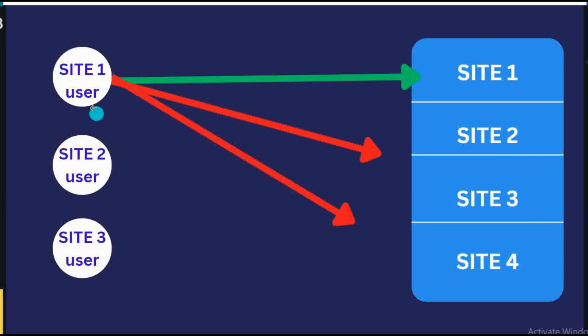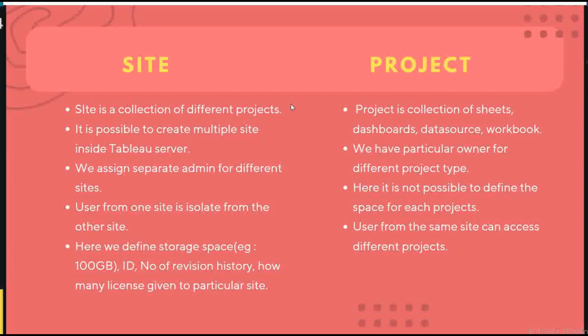Users from site 1 are able to access data related only to their particular site. A site 1 user can access site 1 related things, but can't access any data from site 2, site 3, or site 4. Likewise, the same holds for site 2 as well as site 3 users. By this, data privacy is maintained. A site is a big space, and within that big space we are placing our projects.